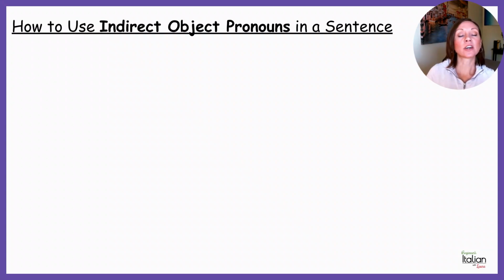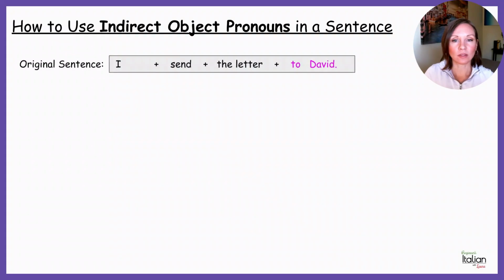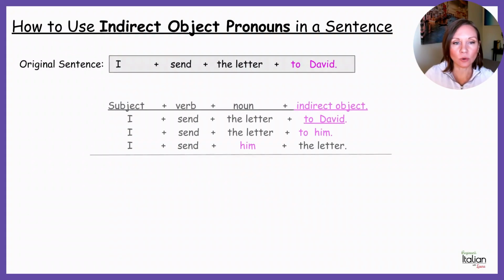How to use indirect object pronouns in a sentence. So let's see here. In English, we would say, I send the letter to David.